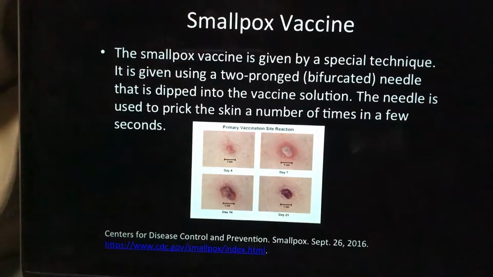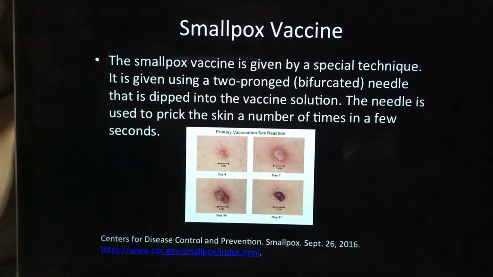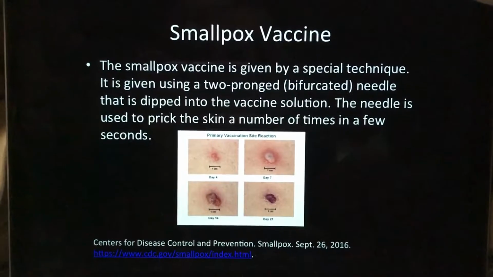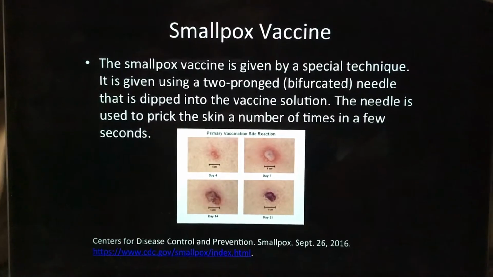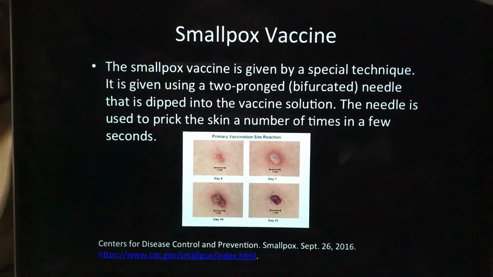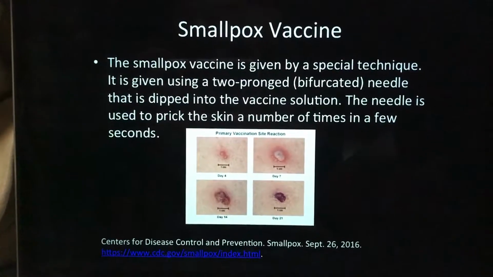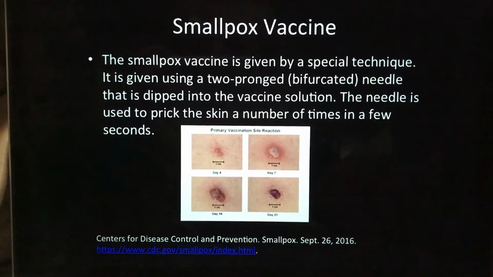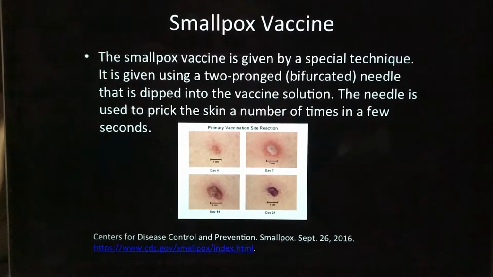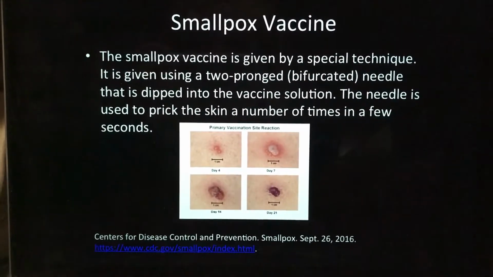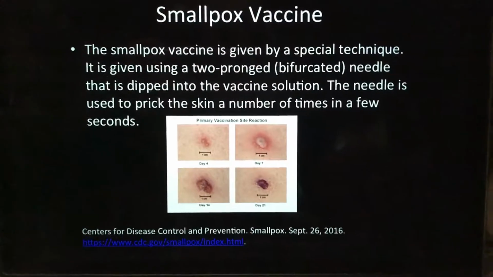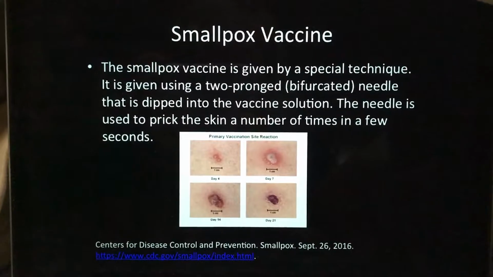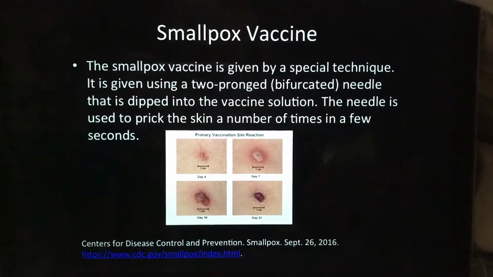Like I said earlier, there is a smallpox vaccine, but it does come with risks, and with smallpox being eradicated, there's not really a need for everyone to take that risk getting the vaccine. It is given by a special technique using a 2-pronged needle that is dipped into the vaccine solution. It's not given by a shot like other vaccines, but it is in the upper arm.